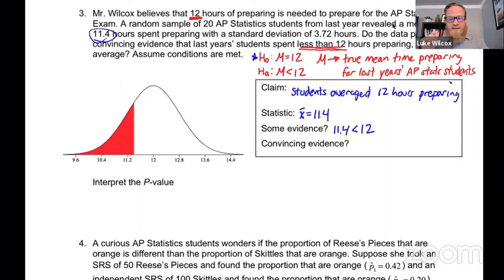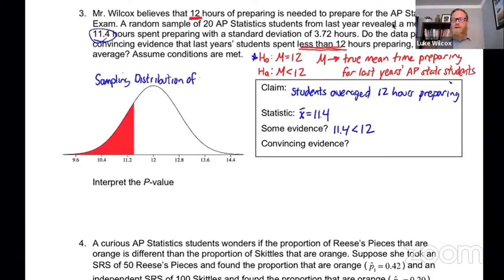But do we have convincing evidence? Or could this result have happened purely by chance just because it was a random sample? Well, this is why we need a p-value in order to answer that question. So let's jump over to the picture here, the distribution. And first, I want to make sure that we recognize that this here is the sampling distribution of x bar.